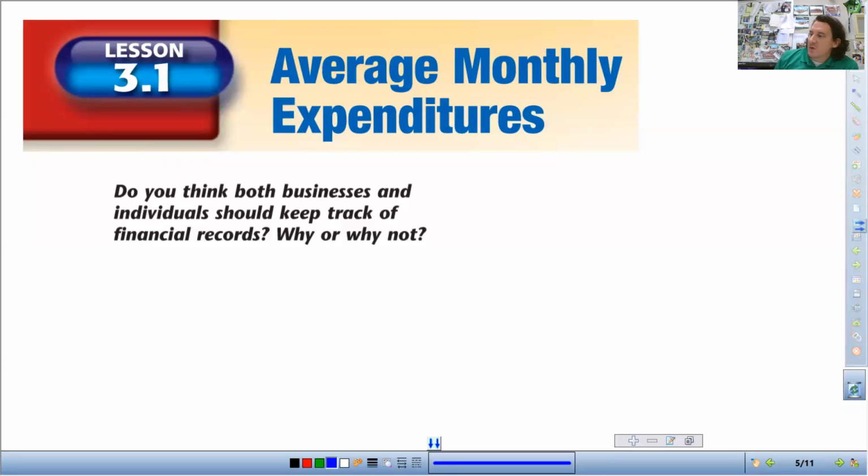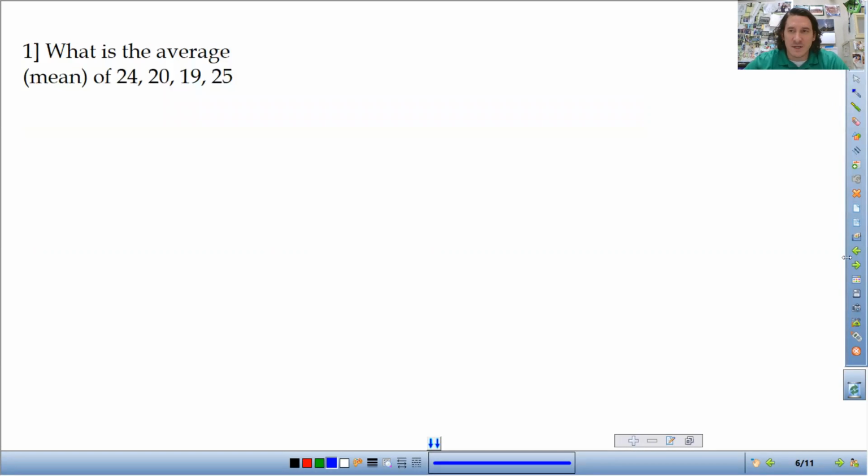And so this goes back to the Ramsey lessons we did a couple weeks ago about keeping track of budget, making a budget, and keeping track of your money. This will be the math behind that and helping you keep track of a budget by keeping track of your average monthly expenditures. So before we get into the actual lesson, we need to talk about what the average is.